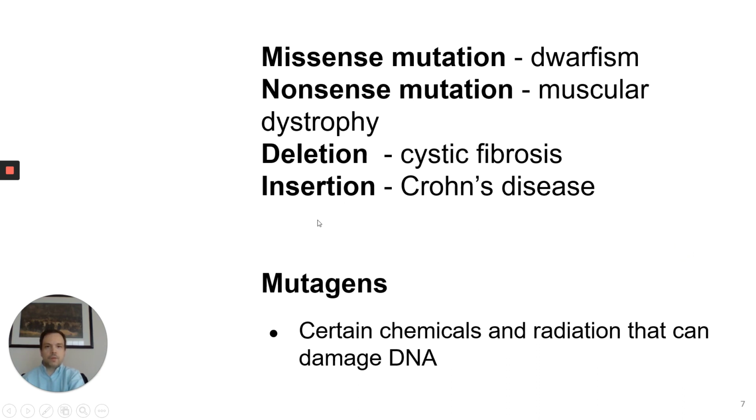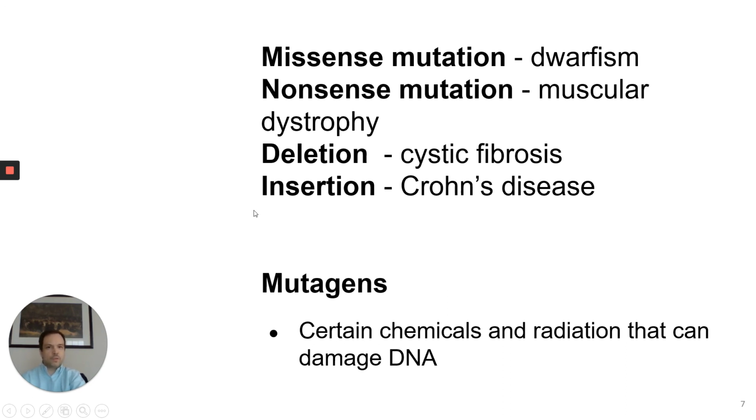So these errors can happen both at the transcription and translation levels. Just some examples here: a missense mutation results in dwarfism. Muscular dystrophy comes from a nonsense mutation. Cystic fibrosis, the disease that we're raising money for through SuperDance, is actually the result of a deletion error. And Crohn's disease can come about due to an insertion error. So these are just some examples. There are definitely a lot more.